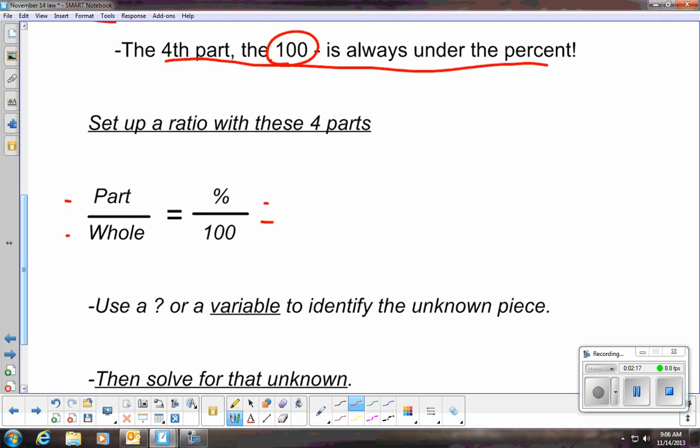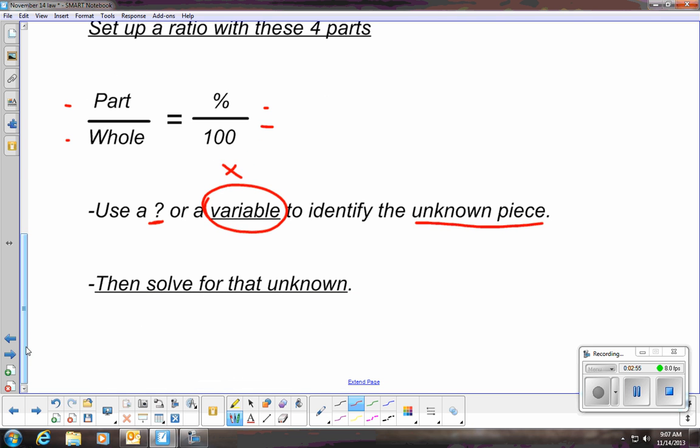Basically, you're going to set it up. You're going to fill in 3 out of 4 parts. You're always going to fill in the 100. Always. Because that's something that you just know. All percents are out of 100. Then you're going to fill in the other 2 pieces that they tell you in the correct spots. And then you're going to use either a question mark or, my preference, a variable, which unless they give you one, you should just use X. X is kind of like the go-to variable, to identify the unknown piece. That means the one that you have to figure out. And then you're going to solve for that one piece. Okay?